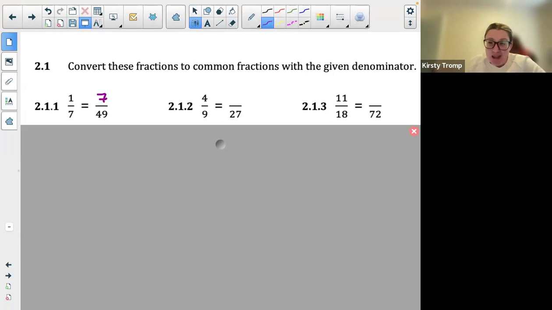Itandile, stay with me. Let's do this all three together. For number 2.1.2, what did you get for that one? I got 12, ma'am. Good. How did you get 12? Ma'am, where you said when you do to the bottom, you also have to do to the top. So when I got 27, I said 27 divided by 9, which gave me 3. Fantastic. Then I said 4 times 3, which gave me 12.